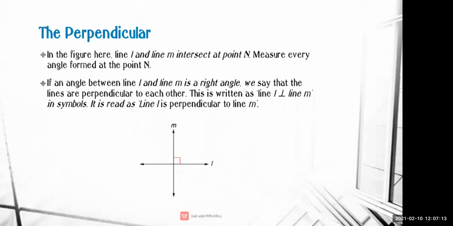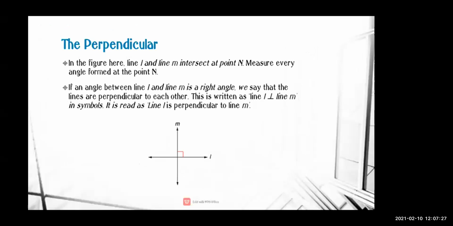Now we are going to learn what is perpendicular. You can see in this figure there is a line L and line M. Here line M intersects line L at point N. This line is intersecting at point N, and the measure of every angle formed is at the point N.